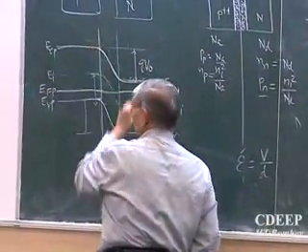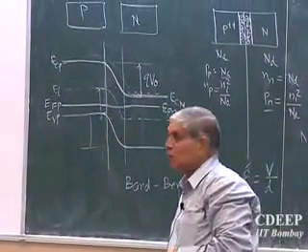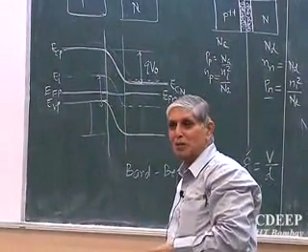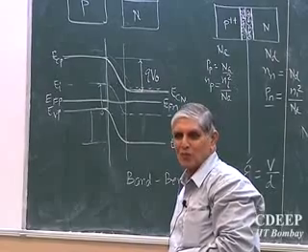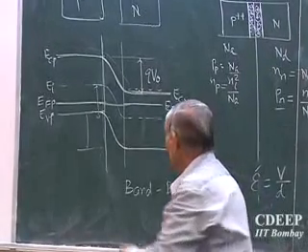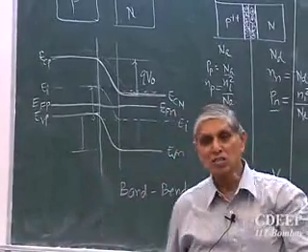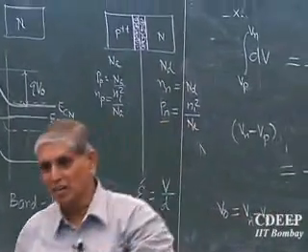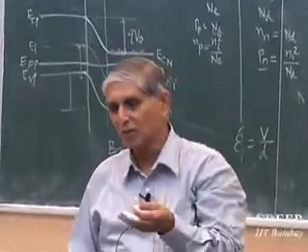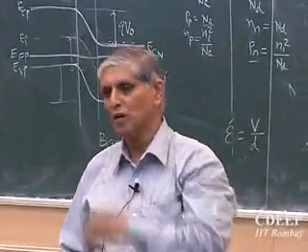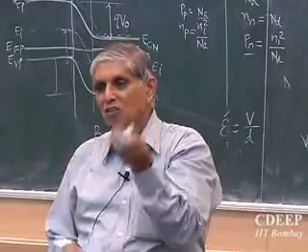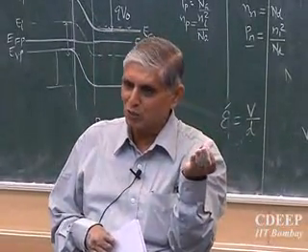Electrons relatively can come down. But how many electrons are there on the P side? Very few. By the same logic, holes, with opposite signs now, can go from P to N, but cannot go from N to P. That means very few holes can go from the N side to the P side.